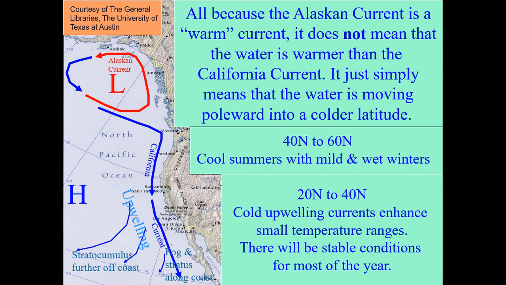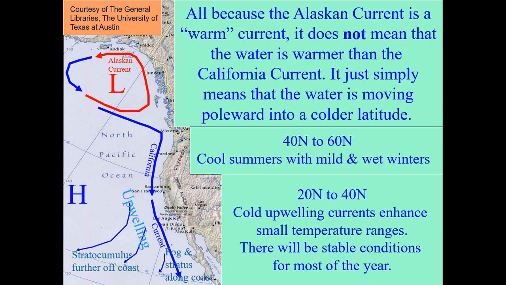The Alaskan current, on the other hand, is more of a warmer current there in the Gulf of Alaska, just off the coast of Juneau, Valdez, and Kodiak. So you kind of see how these ocean currents circulate around the high and low pressure systems, the general semi-permanent highs and lows. But just because the Alaskan current is a warm current, it does not mean that the water is warmer than the California current. Just keep that in mind. It's all relative. It just simply means that the water is moving poleward into a colder latitude.